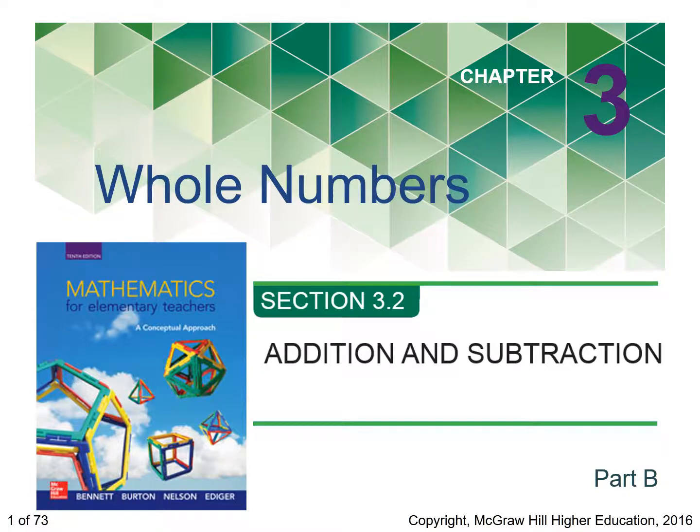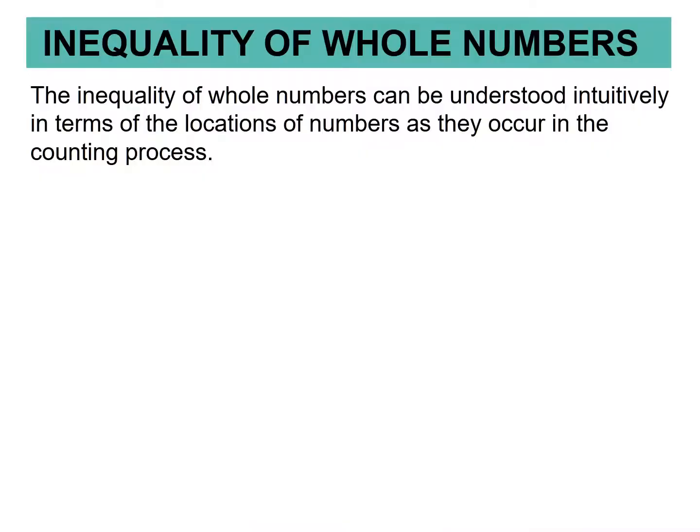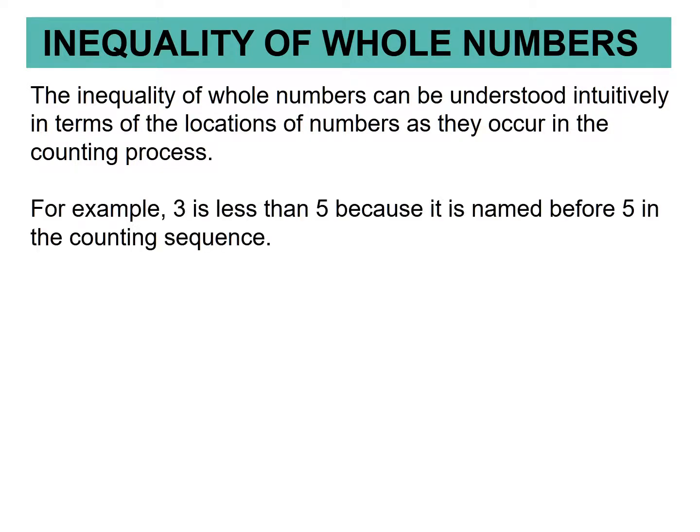Okay, we're on the Part B section of Chapter 3, Section 2. And the first thing we're going to discuss is inequality of whole numbers. Okay, so what we can think of is how numbers occur in the counting process. So 3 is less than 5 because when you count, 3 comes before 5.